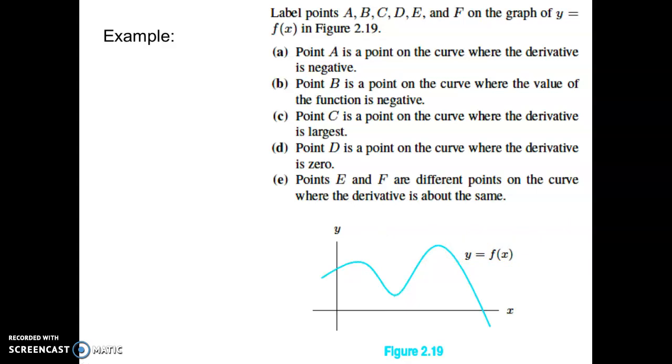Now, E and F ask us to put 2 different points on the curve where the derivative is about the same. Now, we could use those points we were just using, where the derivative is 0 there, derivative is 0 there, derivative is 0 here. But let's pick 2 other points. I picked those 2 points as E and F. I forgot my F here. But notice the slope of the curve is about the same at both of those points.